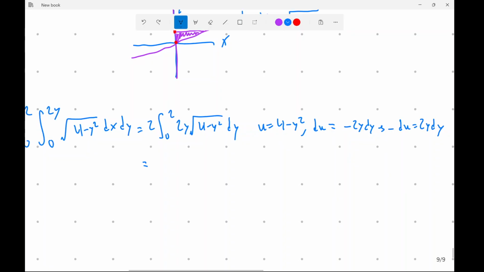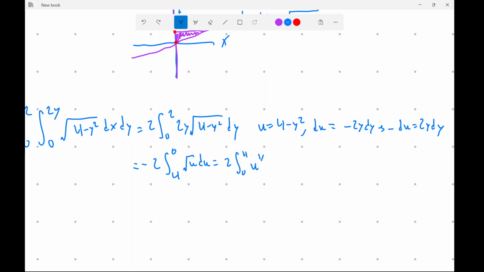And so this is equal to negative 2 times the integral from, okay, let's see, when y is 0, u is 4. When y is 2, u is 0. And then we have the 2y, so this is just root u du. I'll use that negative sign to change the order of integration.